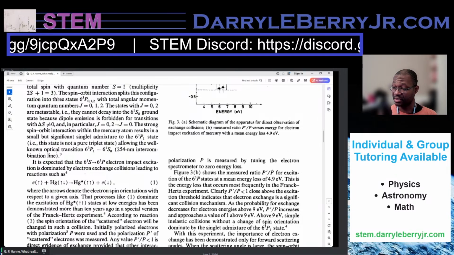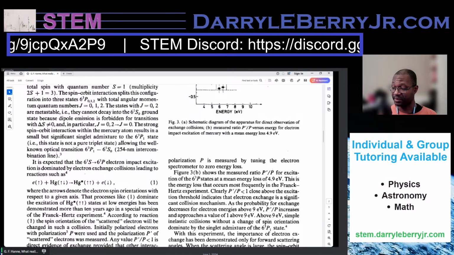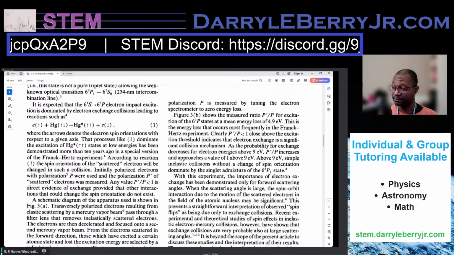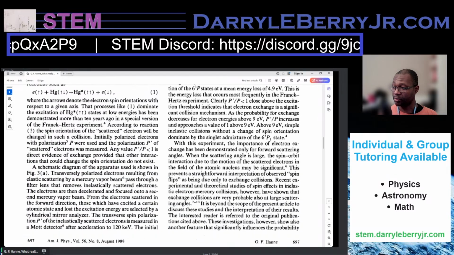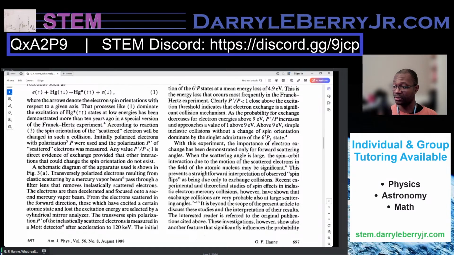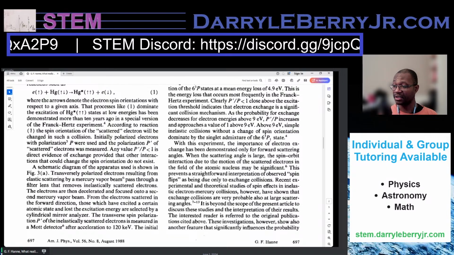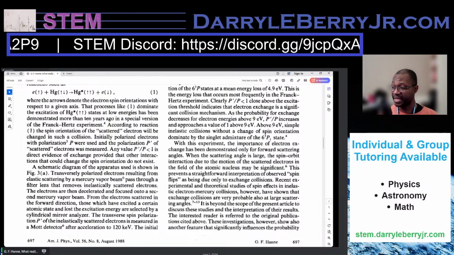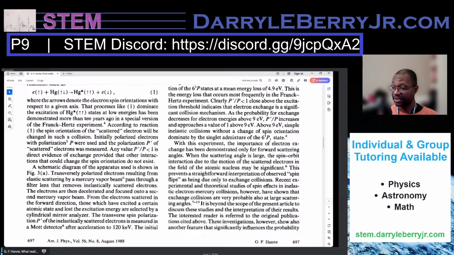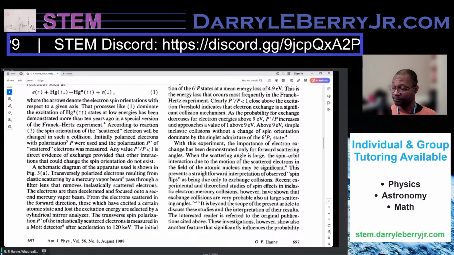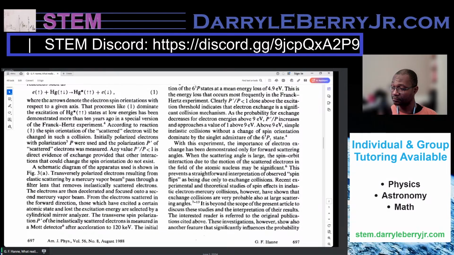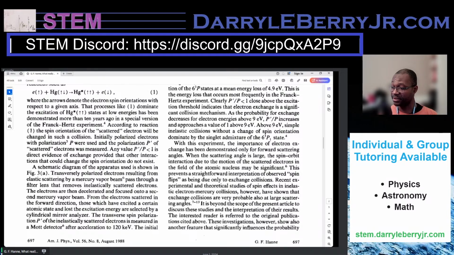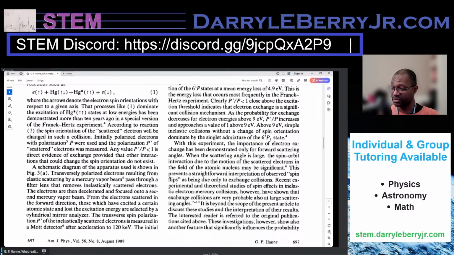Above 9 electron volts, simple inelastic collisions without a change of spin orientation dominate by the singlet-like mixture of the 6,3P1 state. With this experiment, the importance of electron exchange has been demonstrated only for forward scattering angles. When the scattering angle is large, the spin-orbit interaction due to the motion of the scattered electrons in the field of the atomic nucleus may be significant. This prevents a straightforward interpretation of observed spin flips as being due only to exchange collisions.